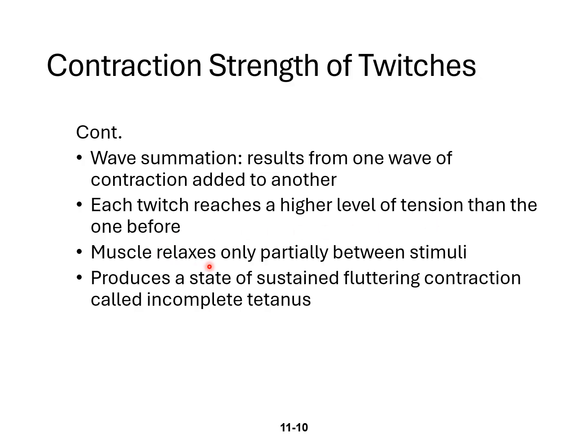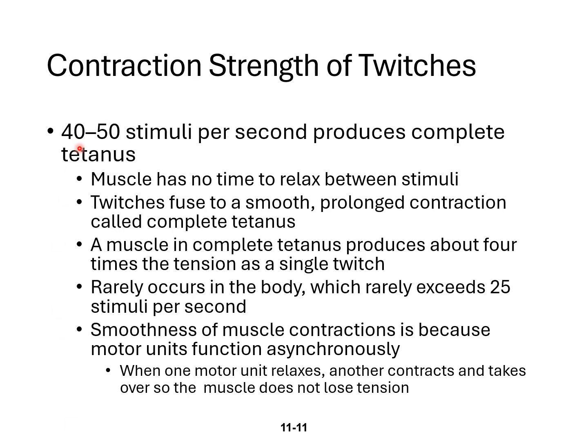The muscle relaxes only partially between the stimuli. That calcium is still going to be in the cytosol, so the stimuli come so quickly that your muscle cannot fully relax, and it produces a state of sustained fluttering contraction called incomplete tetanus. Now, complete tetanus is when it's coming very, very quickly. When the stimuli come so quickly that the muscle has zero time to relax between stimuli, the twitches fuse into a smooth, prolonged contraction called complete tetanus. A muscle in complete tetanus produces about 4 times the tension of a single twitch.